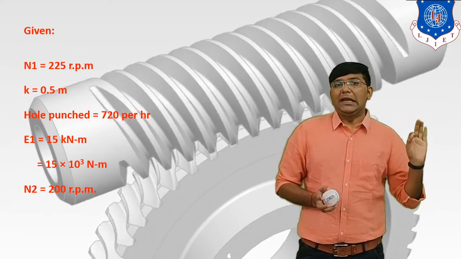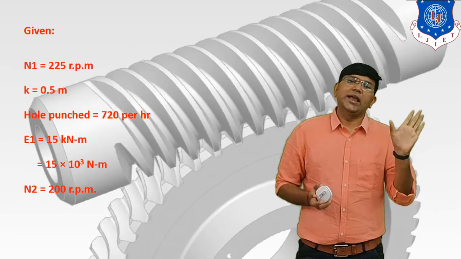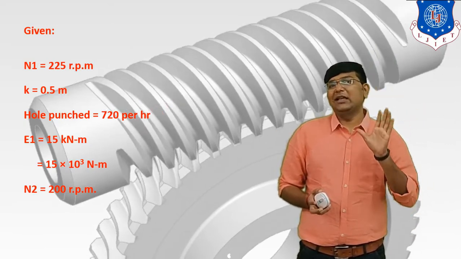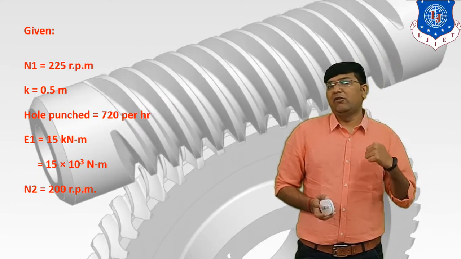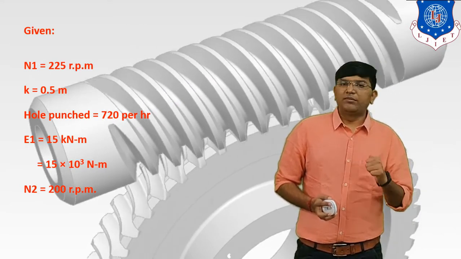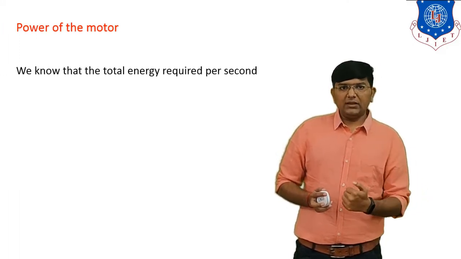So we have to calculate based on N1 and N2 the capital N, which indicates the mean speed. It is the average of the maximum speed and the minimum speed. So this is the given data. Based on this data we have to calculate the value of power and the value of mass of the flywheel. Clear? Okay, first of all we have to calculate the value of power.